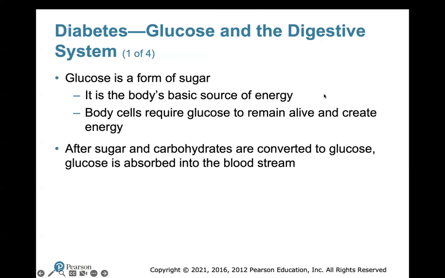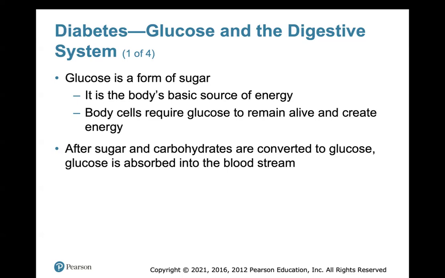So diabetic patients are very common to deal with in EMS. The underlying cause of diabetes is there's a problem regulating insulin and glucose in the body. Glucose is a form of sugar. It's the body's most basic source of energy. Everything you eat is converted into glucose in some form in order for the body to use it as energy. Body cells require glucose to remain alive and to create energy.